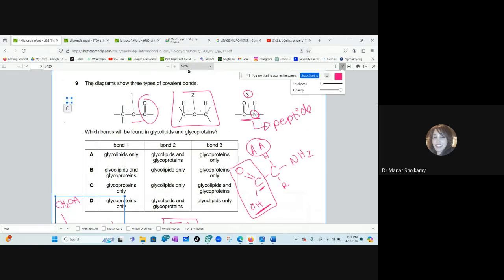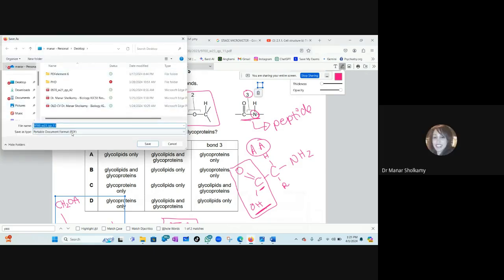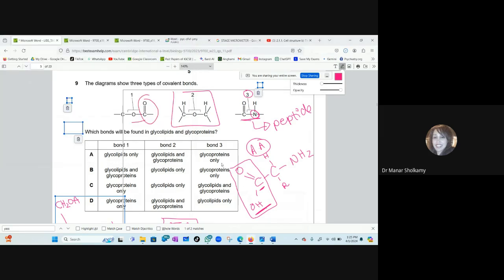Let's look at the glycoproteins. In other words, a protein bonded to a carbohydrate. This will be which bond? The one that has a protein. Come on. Bond 1 or 2 or 3? Bond 3. Yes. Okay, thank you so much. So I will look for glycoprotein. So the answer is A or B. I'm going to exclude C and D.